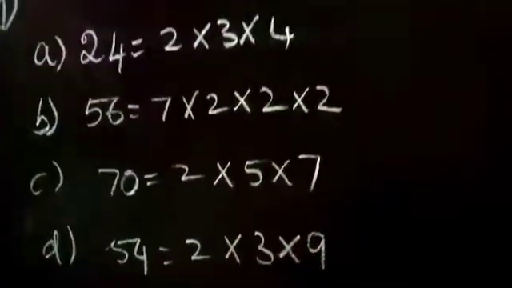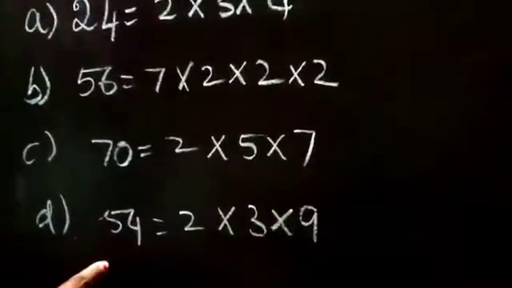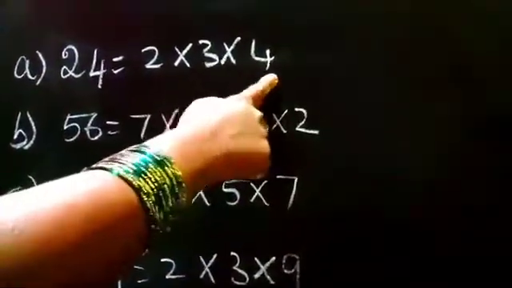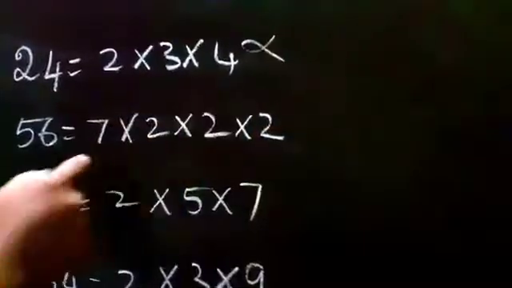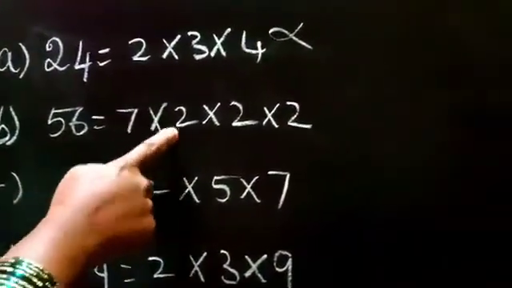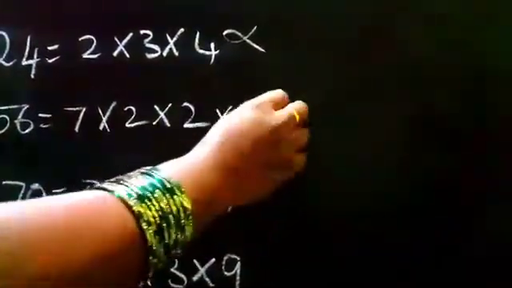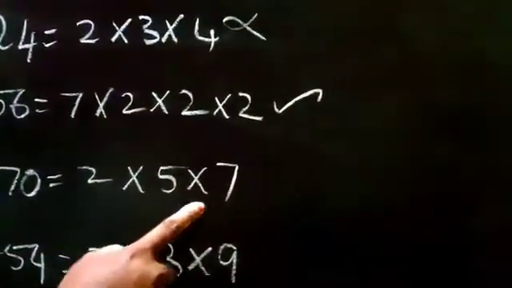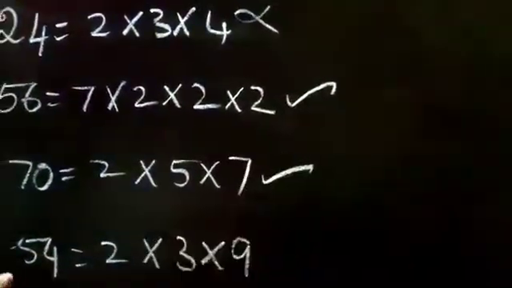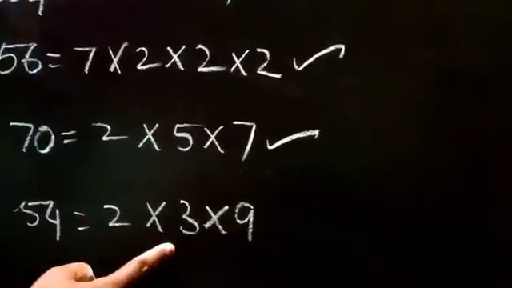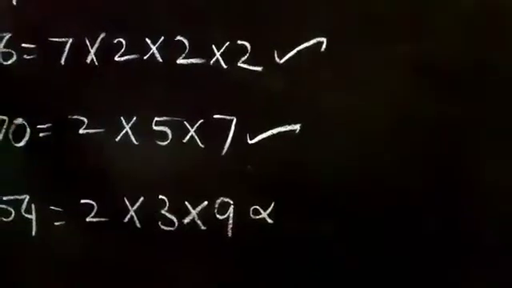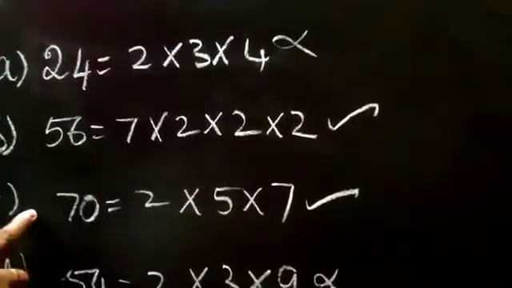Here I have written all the 4 questions. In this, which are prime numbers? Here 4 is not a prime number. In this 56, 7 into 2 into 2, these are prime numbers. 70 also they have given 2 into 5 into 7. 54, 2 into 3 into 9. 9 is not a prime number. So what do we have in the prime numbers? B and C we have prime numbers.